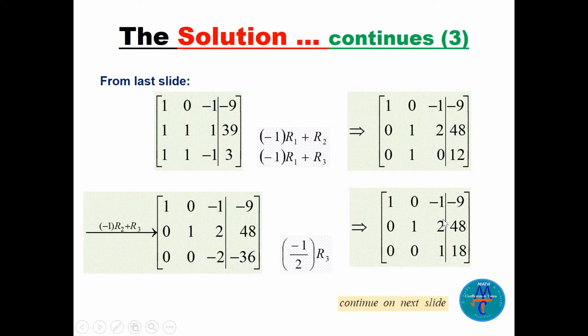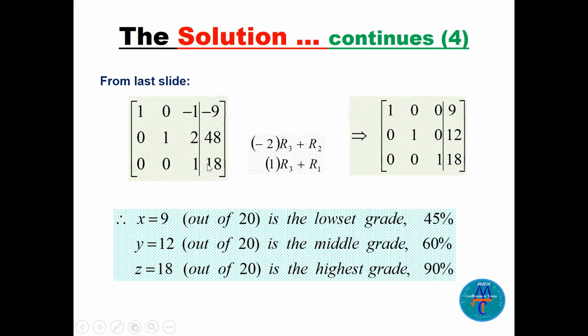Now we have to change this 2 to 0, this -1 to 0. So we multiply row 3 by -2, add to this. So it becomes 0, 0, -2 times 1, -2 is 0, -2 times 18 is -36, plus 48 becomes 12. And now we multiply row 3 by 1. We add to row 1 because this is -1 already there and we have to make it 0. So I multiply by 1, becomes here 0, multiply by 1, 18 minus 9 is 9.